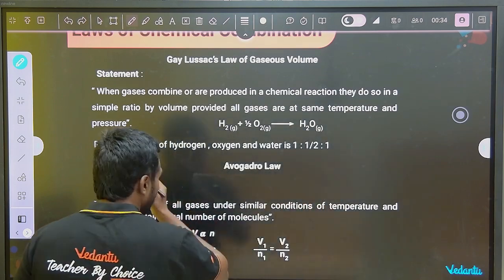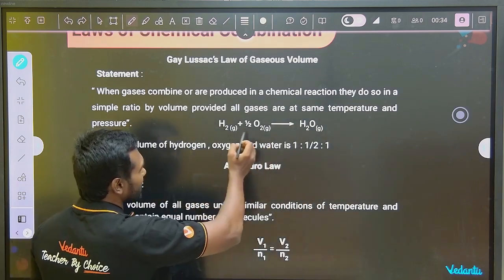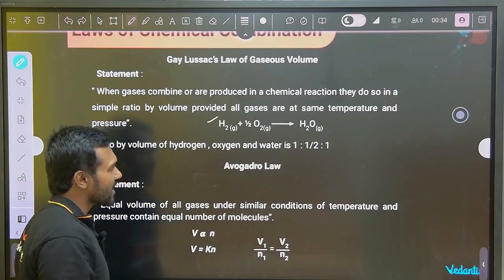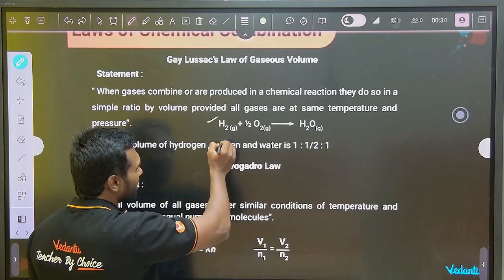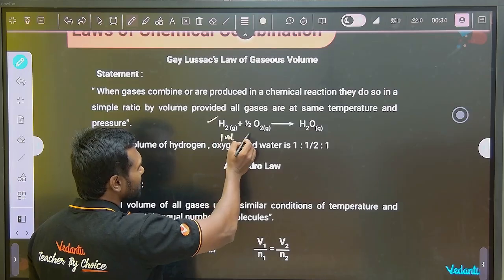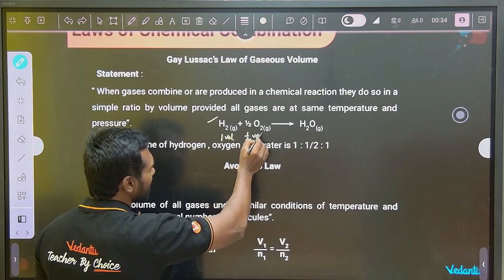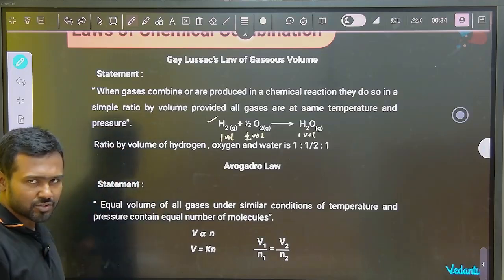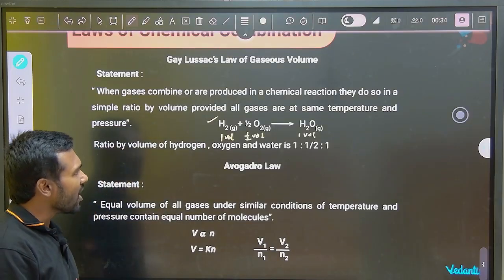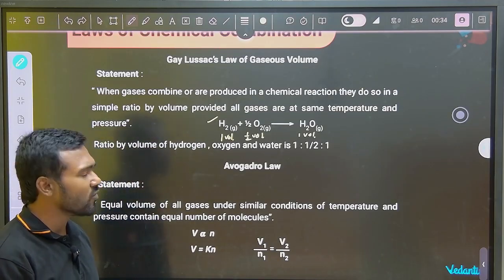Let's take H2O and all of these gases here. The ratio here is one volume, one volume, half volume, half volume, and one volume. That means one volume of H2 reacts with half volume of O2 and you get one volume of H2O.